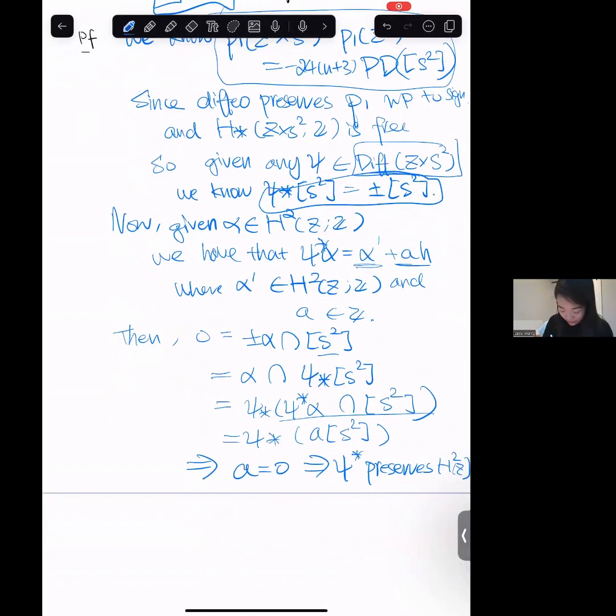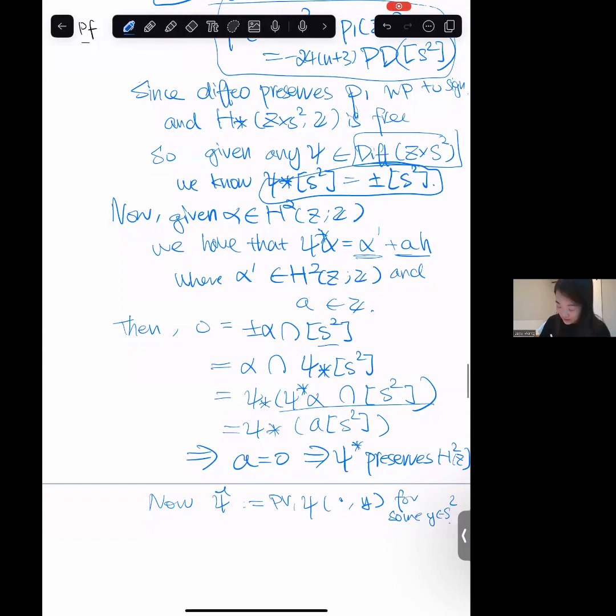Now we define a similar thing, which is the projection on the 4 manifold, P1 psi Y for some S2. And then you can check that, by previously, because we already know psi preserves S2, psi hat has degree 1.